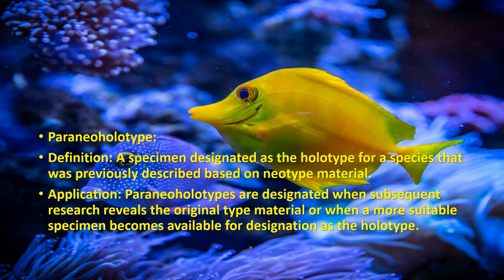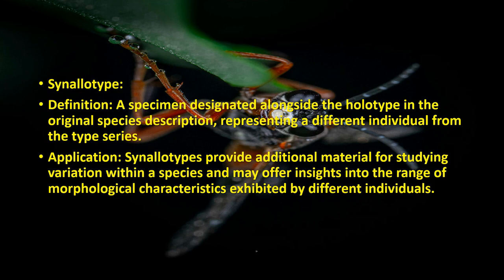Paraneoholotypes are designated when subsequent research reveals the original type material or when a more suitable specimen becomes available for designation as the holotype. Synallotype, a specimen designated alongside the holotype in the original species description, representing a different individual from the type series. Synallotypes provide additional material for studying variation within a species and may offer insights into the range of morphological characteristics exhibited by different individuals.